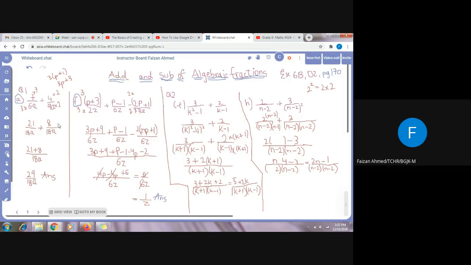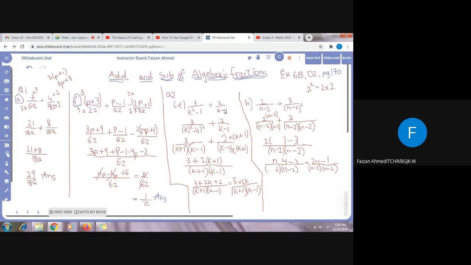So this was a question. In these two questions the strategy was the same because I have to make the denominator same, and I did that by multiplying it with some number. So these two parts were same. The third part, in the third part again, I have to add two fractions. This is question number 2, part F. 3 upon k square minus 1 plus 2 upon k minus 1, and we have two fractions and we have to add them, and again the strategy is the same.